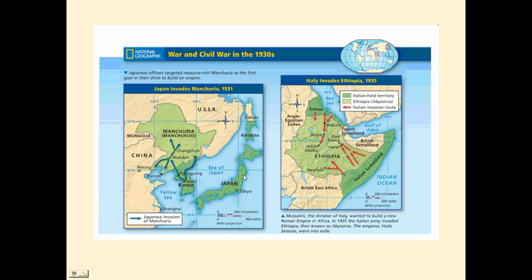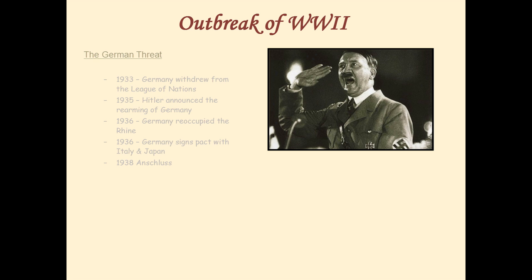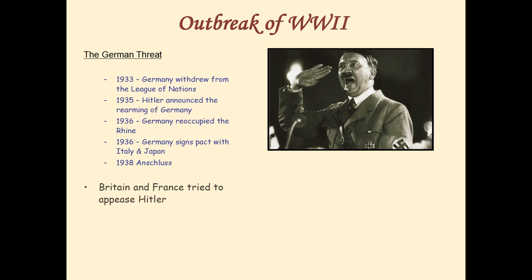That became harder and harder to do in the 1930s because of the actions of certain countries. Japan invaded Manchuria, a part of China, in 1931. Italy invaded Ethiopia in 1935. There was a civil war in Spain from 1936 to 1939. And of course the big threat was the German threat in the 1930s.